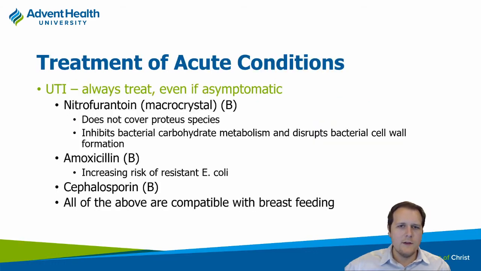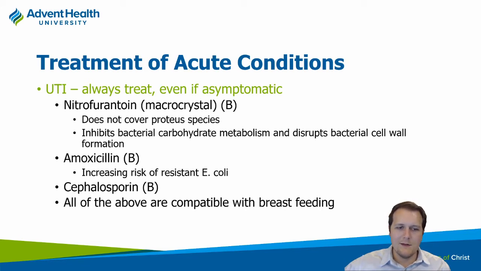And then other things to consider, things like UTIs. So even if it's asymptomatic, you always want to treat this. Nitrofurantoin is a pretty good one here that unfortunately doesn't cover Proteus species, so it may not be effective. It could be a good initial therapy, but then you follow up with a culture to see if the bacteria is sensitive to it. Basically, this is going to help to block cell wall formation. That's how it's going to be working there.